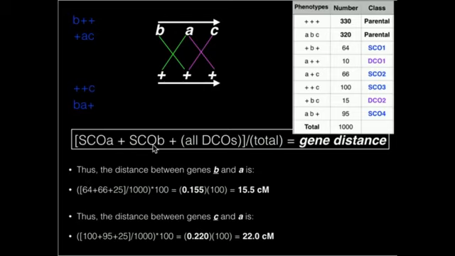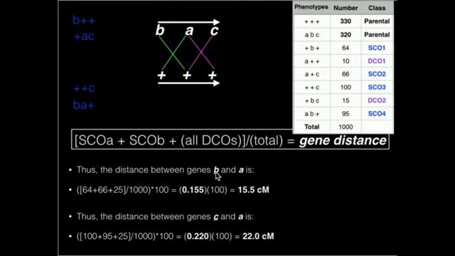The first in the pair is 64. The second one is 66, so 64 plus 66, and then I'm going to add all the double crossovers, 10 and 15, which is 25, and then I'm going to divide by 1,000. When I just do that, I'm going to get this number, 0.155. That's technically the gene distance. However, it's in units of what are called Morgans. Typically, when we report this, we don't want to use decimals, so we convert it to centimorgans. So we're going to multiply by 100, and we get 15.5 centimorgans.